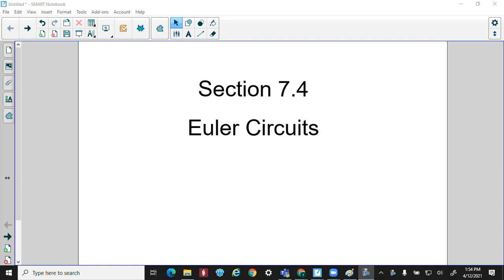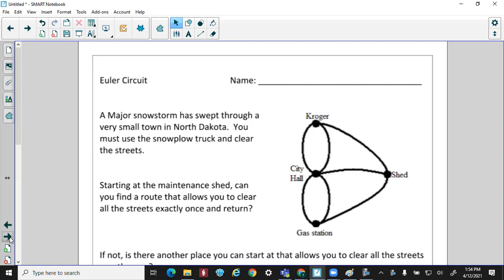In this video, we're going to be talking about Euler circuits. So let's go and get started. Now, the best way to talk about an Euler circuit is to actually look at an example.